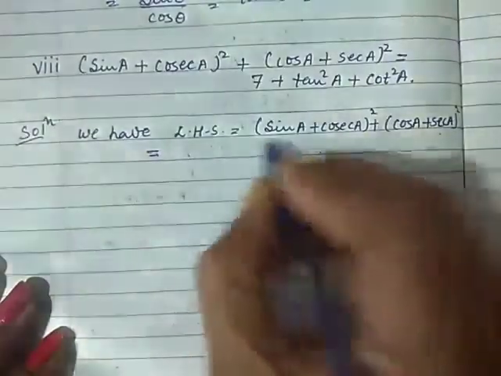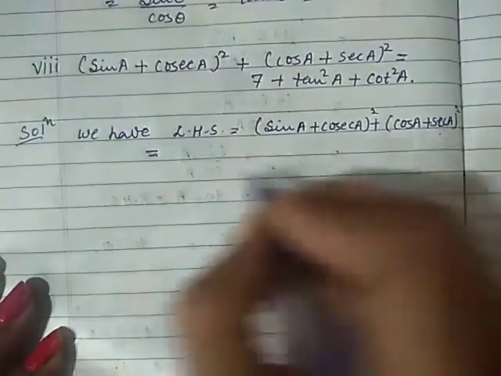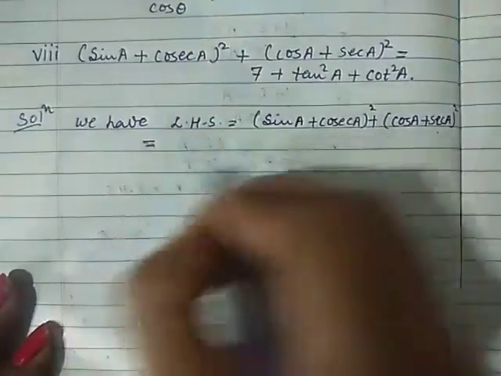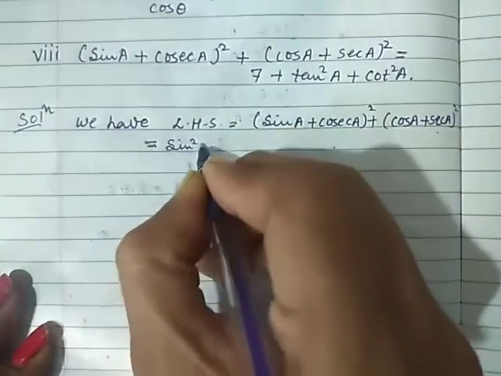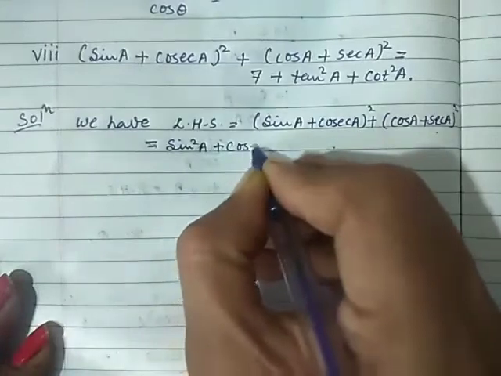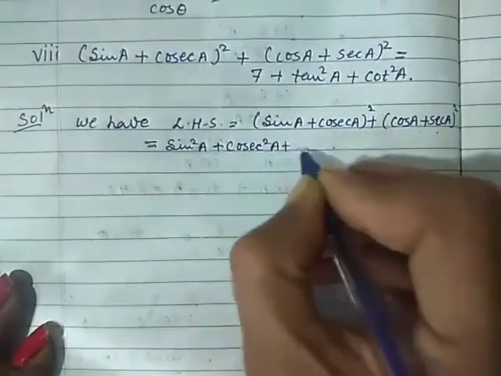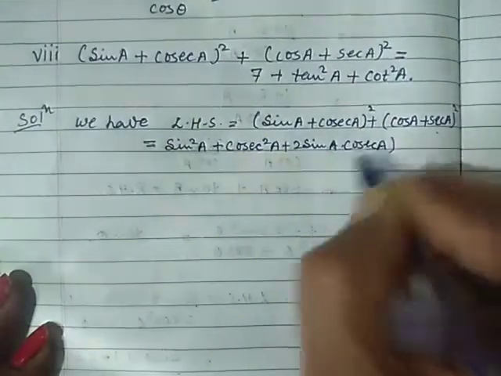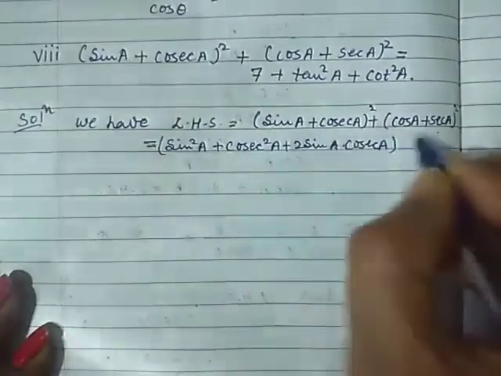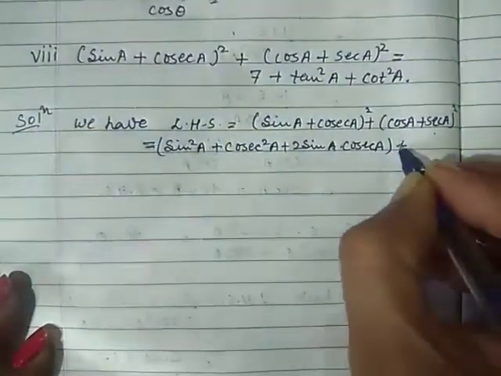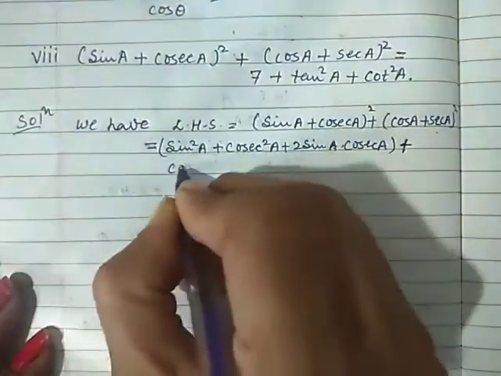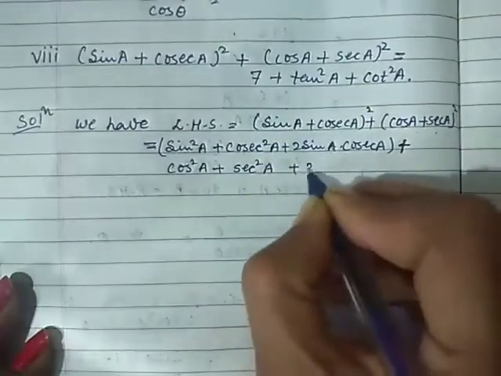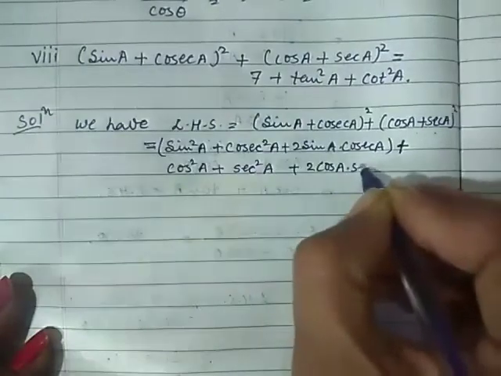So first of all we'll do the simplification. Let's open the bracket using the identity (A + B) whole square. So this will give us sin square A + cosec square A + 2 sin A cosec A. This we have opened the first bracket, then the second bracket: cos square A + sec square A + 2 cos A sec A.